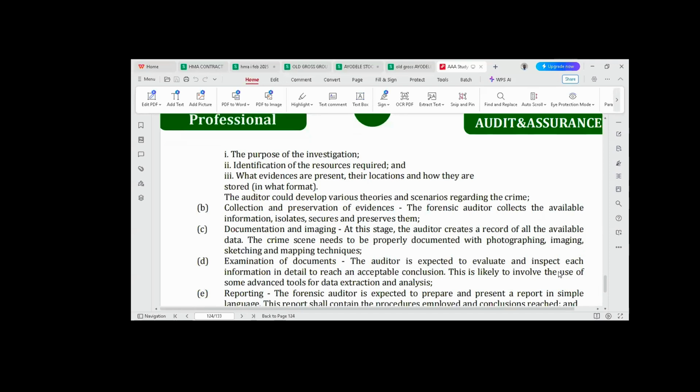Then the next one, after you have documented and imaged, the next stage is examination of documents. The auditor will now inspect and evaluate each document in detail, one by one, to be sure that it assists him in reaching an acceptable conclusion. This is likely to include the use of advanced tools for data extraction and analysis.